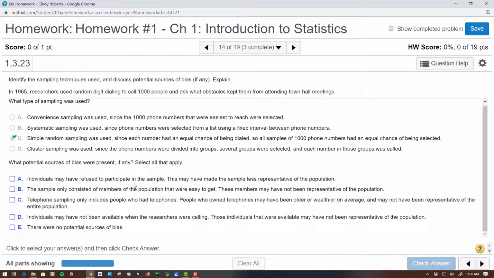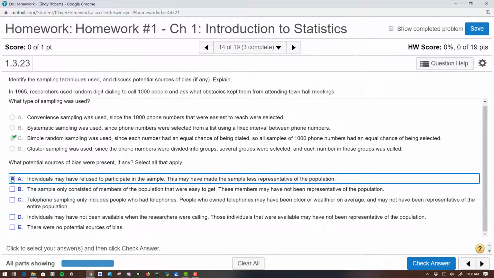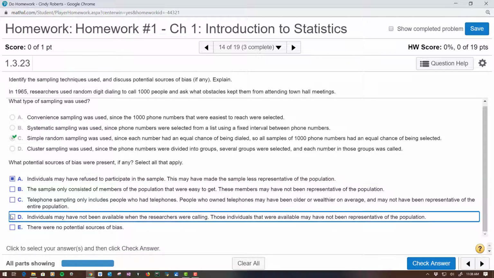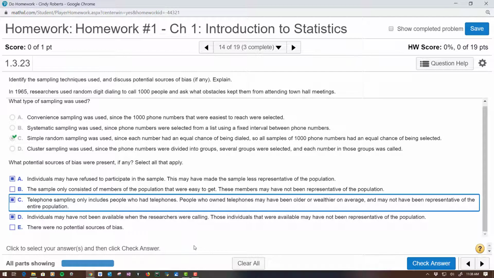So individuals may have refused to actually participate. It also says individuals may not have been available when they were actually making the call. And in 1965, this is only going to include people that have telephones. Now the sample only consisting of members of the population that were easy to get doesn't work in this case, because we used simple random sampling.